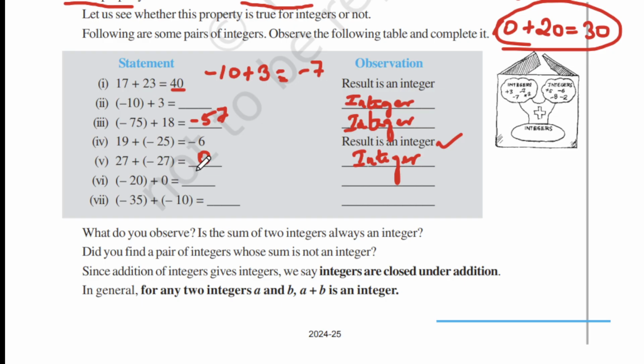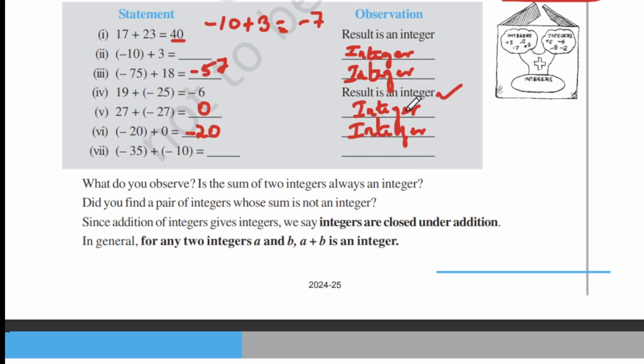So the next one is minus 20 plus 0, which is minus 20, because 20 is the greater number when you compare to 0, and 20 has the negative symbol. So this one is also an integer. The last one, we have minus 35 plus minus 10. So minus minus is plus, so we are going to add this. 35 plus 10 is 45, and it carries the sign of 35, which is negative, so minus 45. This one is also an integer.